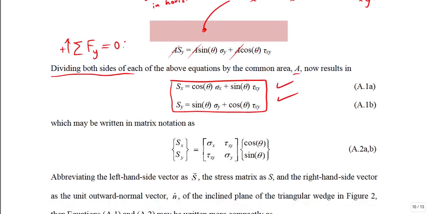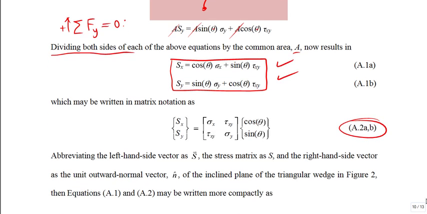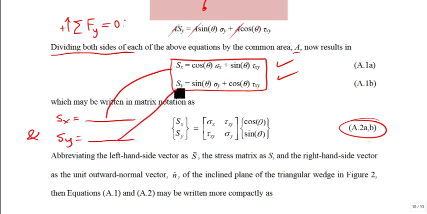I could write these in matrix form, as I've shown in equation A.2. And really there are two equations that are sitting inside of this one. It seems like it's one equation, but really you have an expression for S sub x, which is that, and then you also have an expression for S sub y, which is this. So really there are two equations wrapped up into this matrix form.